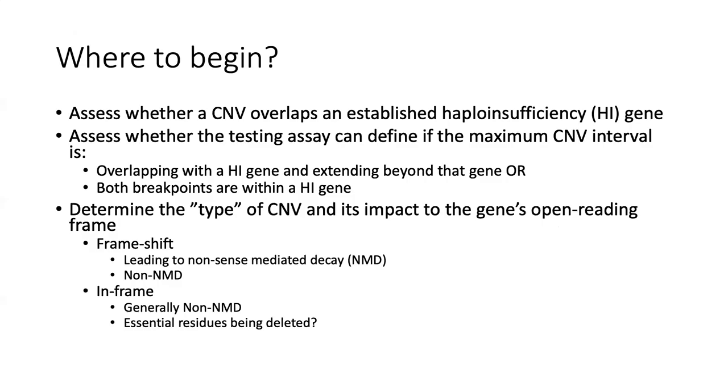So where do we start? When we go through the analysis of intragenic CNVs, we need to assess whether the CNV overlaps a gene that has been established to cause disease by haploinsufficiency. And we went through that at the first lectures. Then the other thing that we must define is whether the assay that we are using to detect the CNV can actually tell if the CNV is completely contained within the gene, or if it's encompassing part of the gene and it extends beyond that gene. So it is important to understand what the technical limitations of that assay may be and what the resolution is, and make sure that we can tell either yes, it's within the gene, or yes, it's encompassing part of the gene and extending beyond.